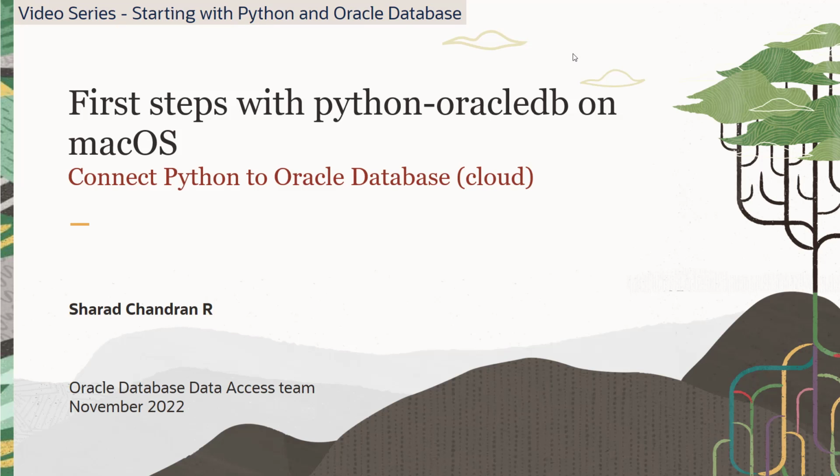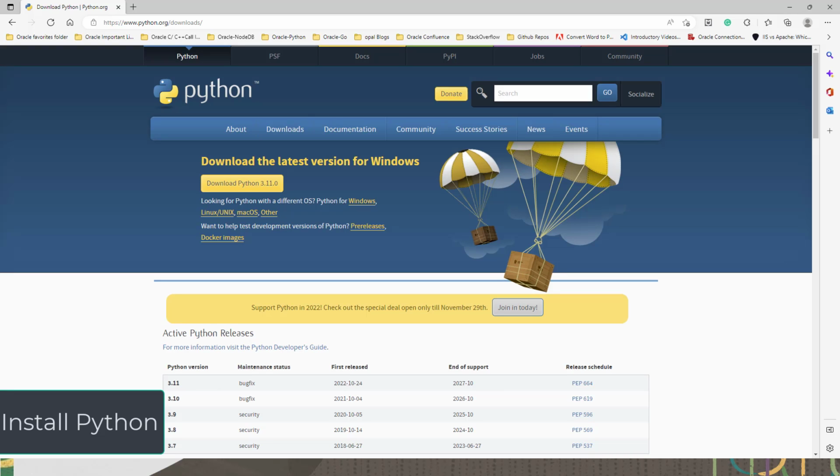Hello everyone. In this video, we will install Python Oracle DB and then create and run a Python application on macOS platform to connect to an Oracle Cloud Autonomous Database. So first up, we'll install Python. The Python Oracle DB driver is supported in versions 3.7 to 3.11 in macOS.